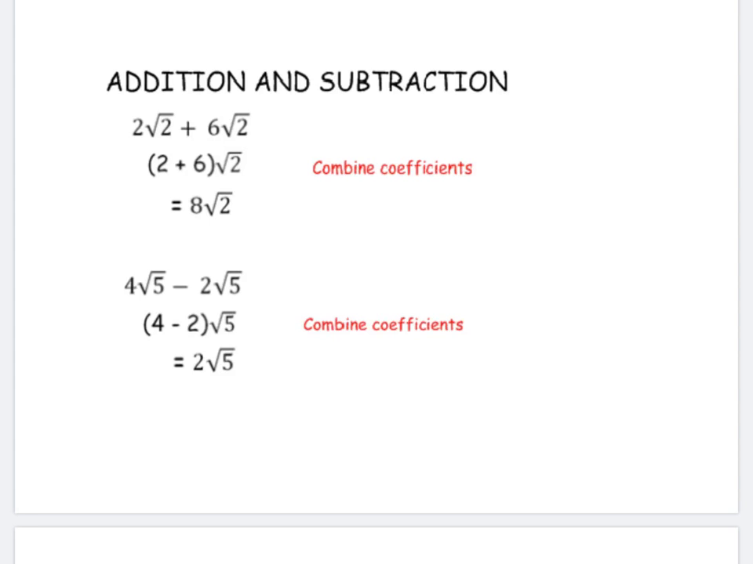If I have 2 square roots of 2 on the left and 6 of them on the right, how many do I have total? 2 plus 6 is 8, so that would be 8 square roots of 2. Subtraction is the same thing, except instead of adding the coefficients, you're subtracting the coefficients. So if I have 4 square roots of 5 minus 2 square roots of 5, if I have 4 of them on the left and I'm taking away 2 of them, I combine my coefficients, 4 minus 2, which is 2, because I would have 2 of them left if I took away 2 of them from 4 of them.